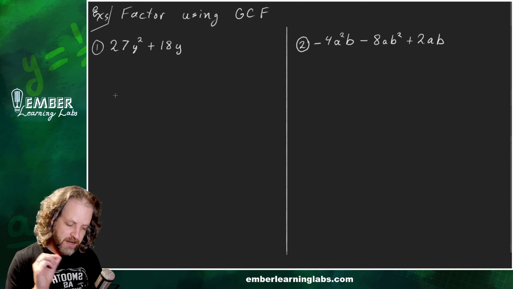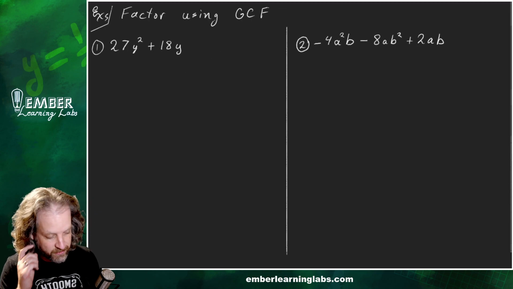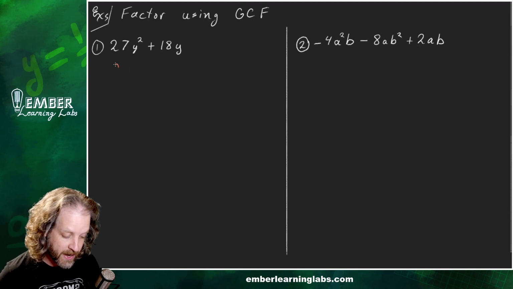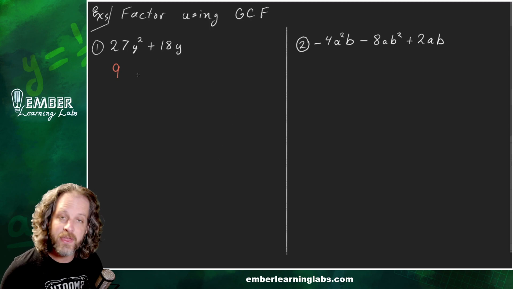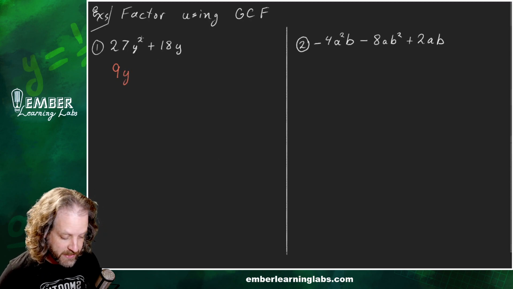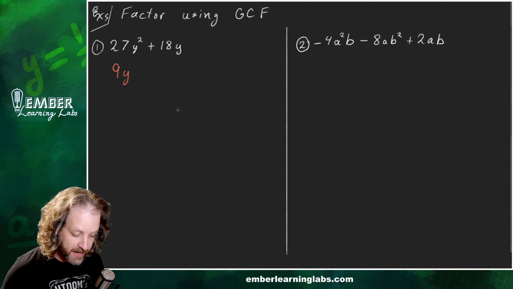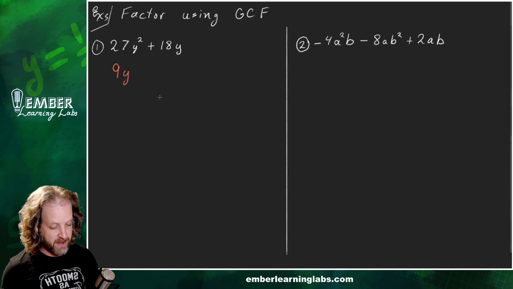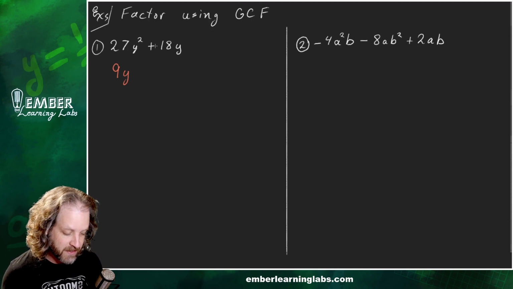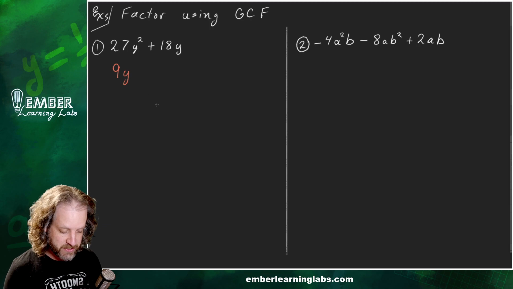So when we are factoring using the GCF, the first thing we're writing is what the GCF is. So we're going to write 9. Now, are there any letters in common? Yeah, they both have a y. Now, this one has a y squared and this one just has a y, so we can't factor out a y squared. We can only factor out a y because y squared isn't in common, just a y, right?